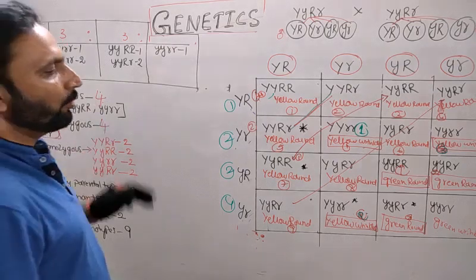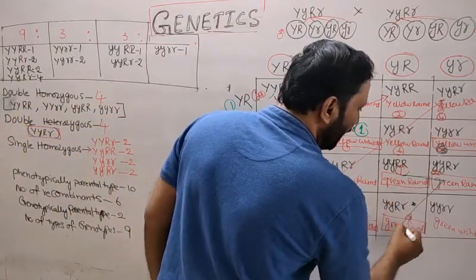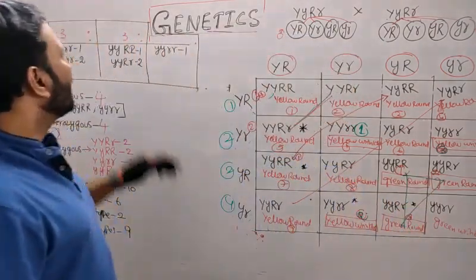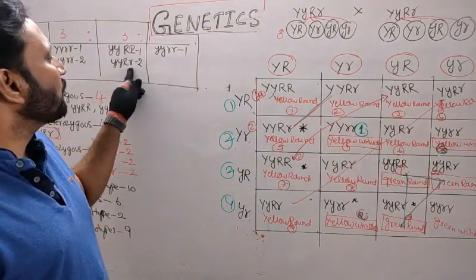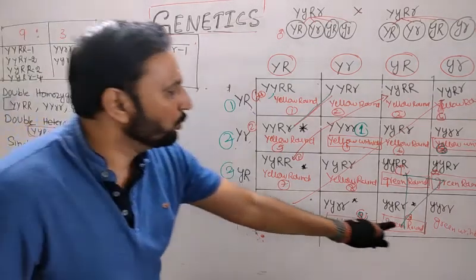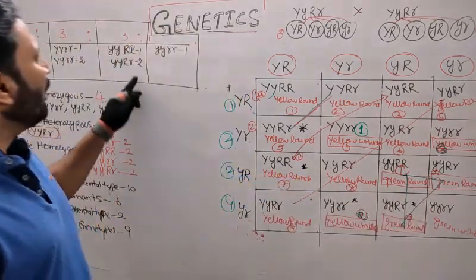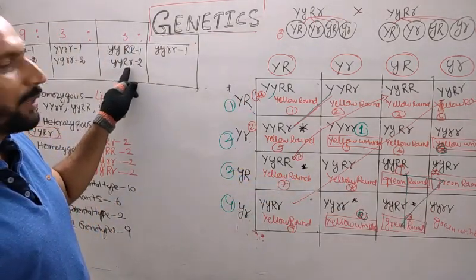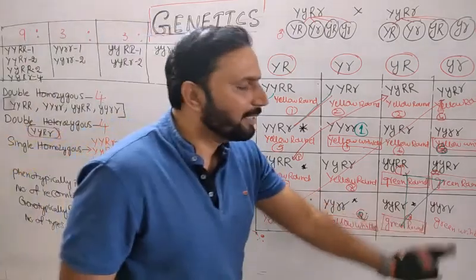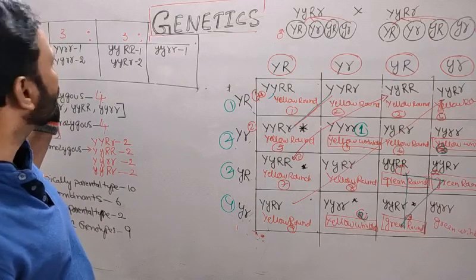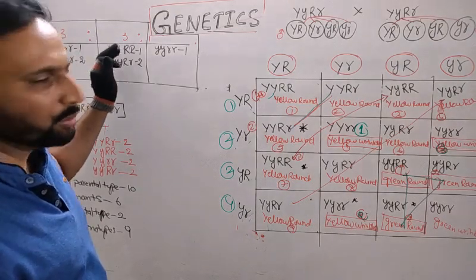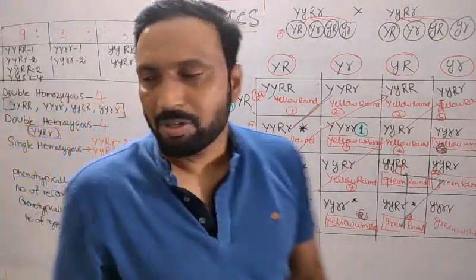Then you go for green round. So green round, look at here. This is the green round. Small y, capital R is 1. Small y, capital R is 2. So these two, that ratio, green round ratio is 1:2. Finally, green wrinkled is 1. So this is the genotypic ratio 1:2, 2:4, 1:2, 1:2, 1. That is the genotypic ratio.